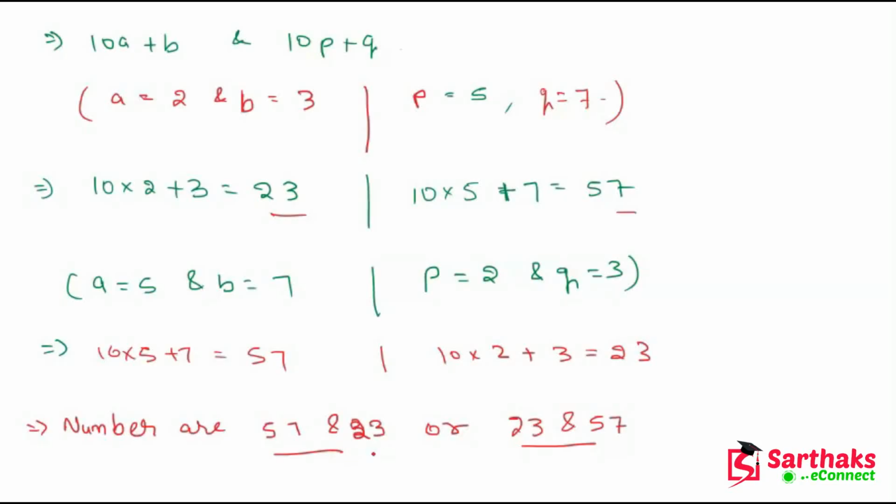Now, for finding the other, different pair, we have to take a is equal to 2, but we have to interchange the value of b and q. We are taking the same a is equal to 2 and p is equal to 5, and we have to interchange the value of b and q. Okay, now let's see, we have 10a plus b and 10p plus q.